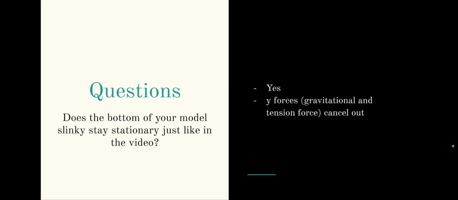This is because the forces in the y direction cancel out, and although the gravitational force acts downward, the Slinky is just a big spring that counteracts the force with a tension force of equal and opposite magnitude. And that is all for this lab report.